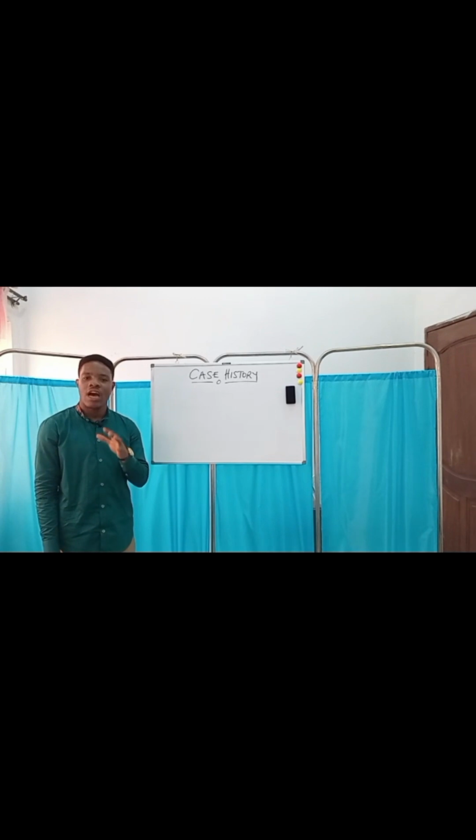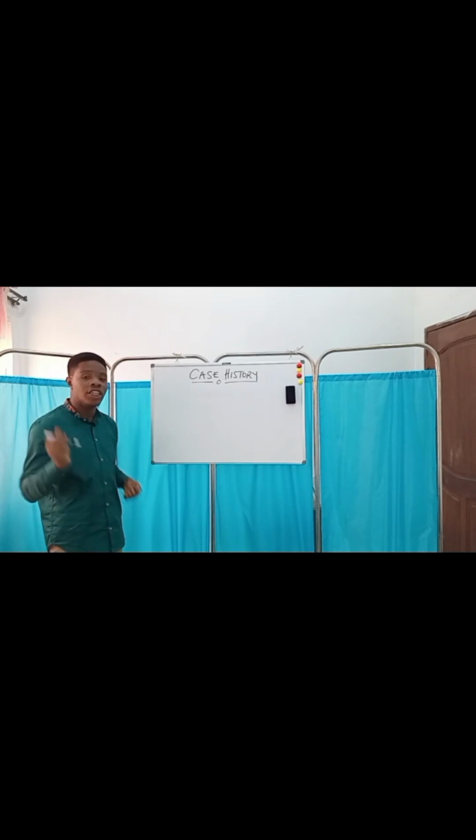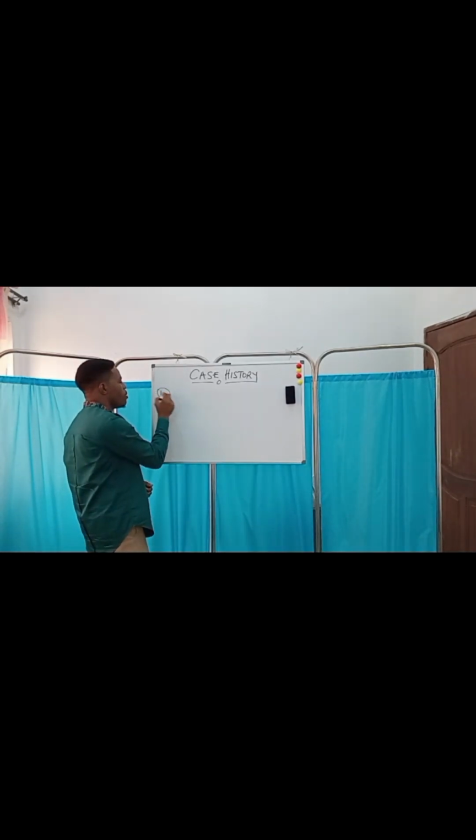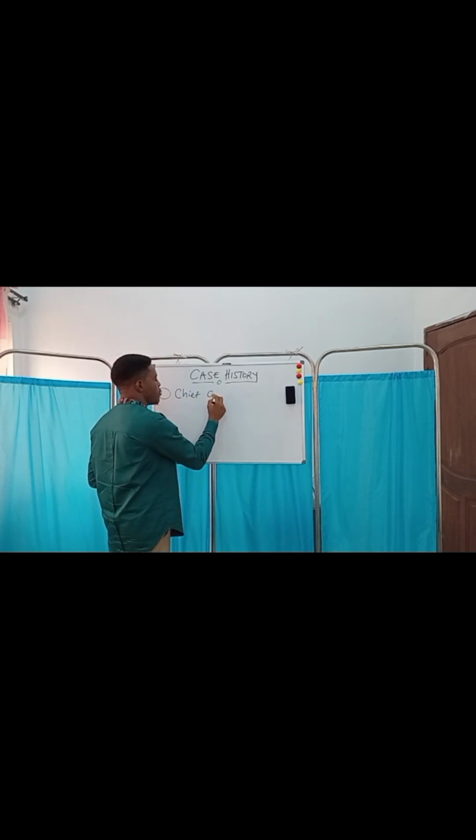Having known this, now let's look at the components of a case history. There are about 11 components, and I'm going to walk you through all of them so that you understand them and know what to do in each component. The first component of the case history is what I call the chief complaint.